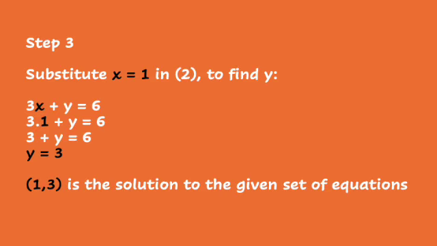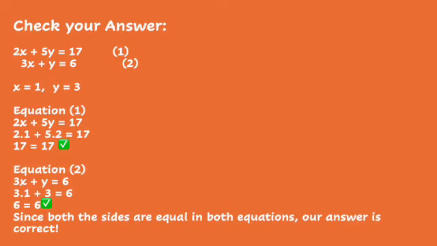Next step is to find the value of y. So we put x equal to 1 in equation 2. When we do that and simplify, we get y plus 3 equal to 6, and that gives us y equal to 3. So x equal to 1 and y equal to 3 is the solution to the given set of equations. Next step is to check your answer.